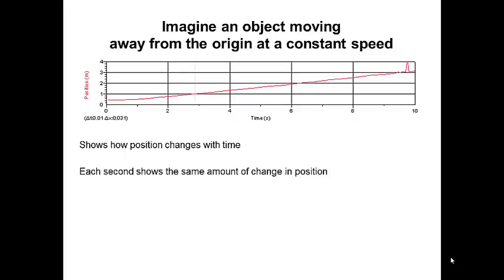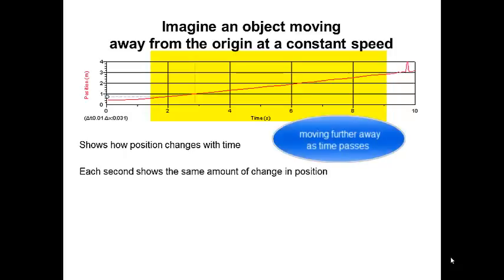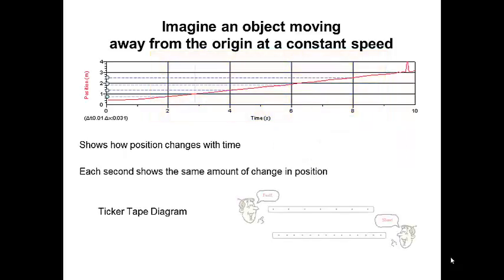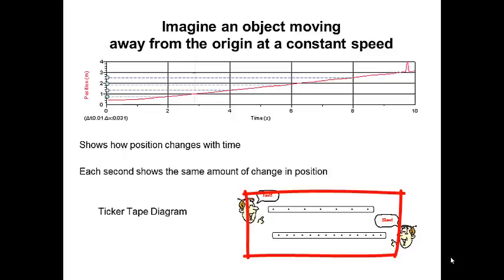Now, like we've talked about with these graphs that we create on the computer with our motion detectors, you can ignore the beginning and end of the graph and look at the good data in between. And so this shows how position changes with time. And you can see that with each second, the position changes the same amount. And so when we do our ticker tape diagram, it's going to be a series of dots that are evenly spaced.